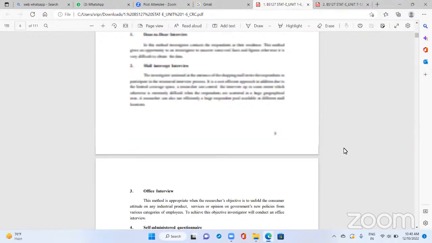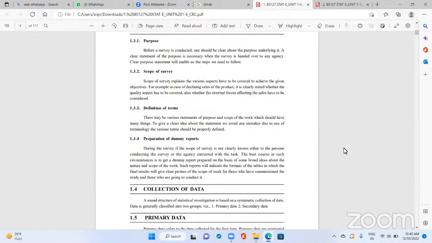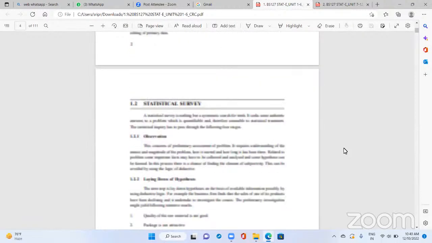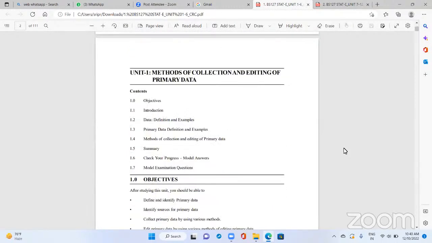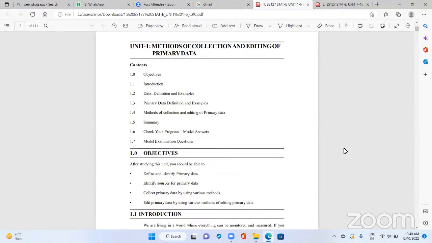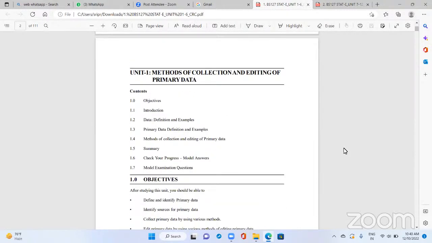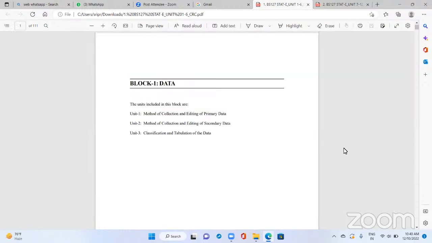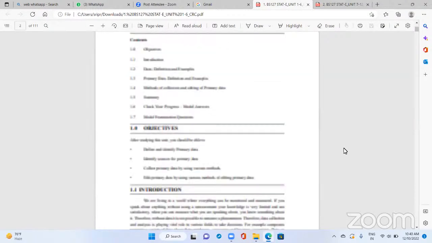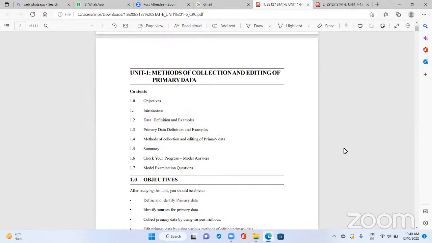So I am giving the syllabus on screen. See the screen. If you are having books, I'll open the books, or if you're not having the books, you can see the screen. So first of all, block 1, data. Data is nothing but the numerical values or raw material or figures, known as data.